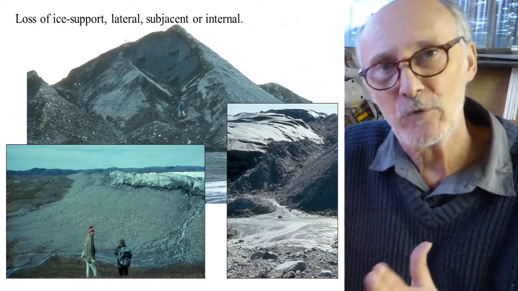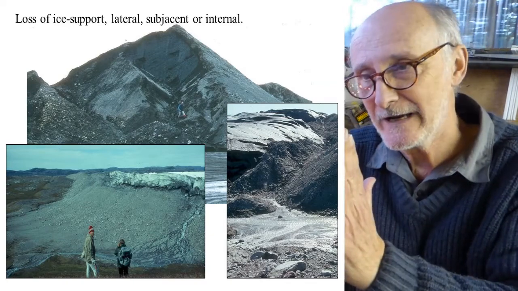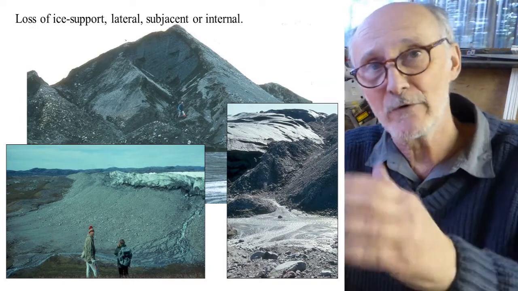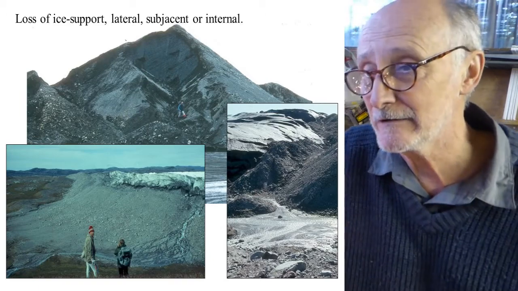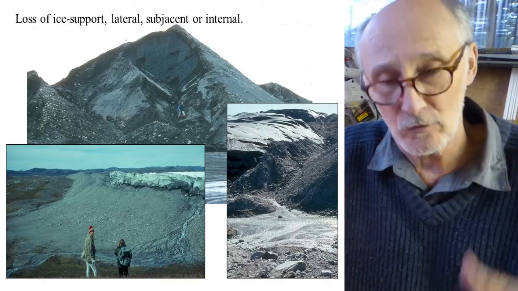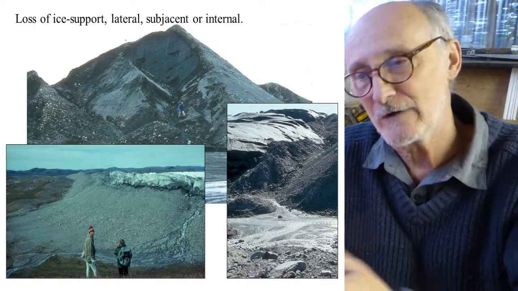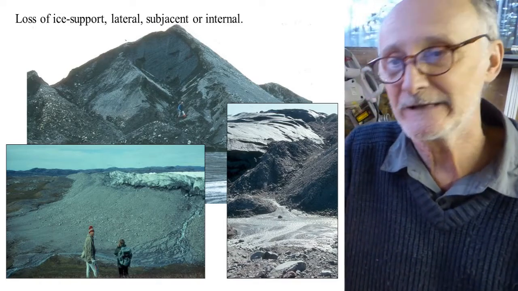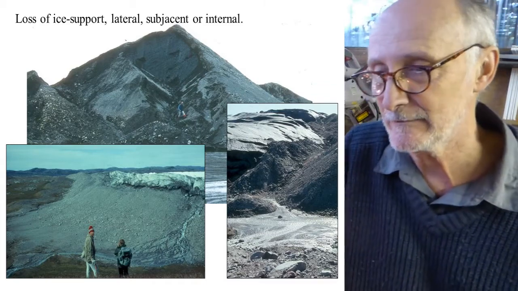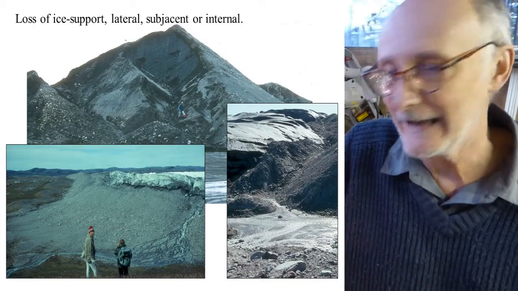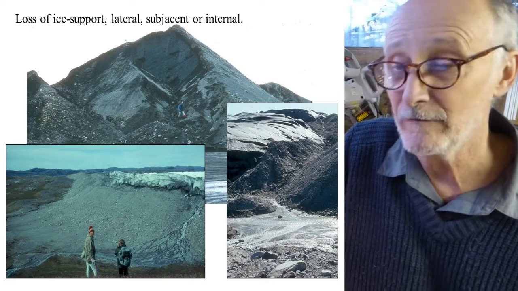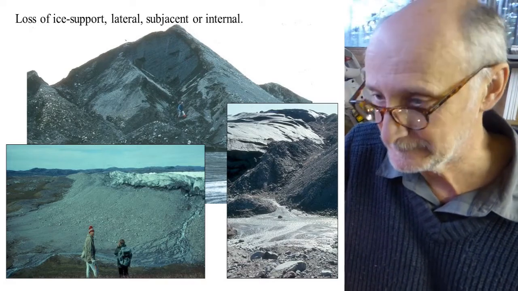Either lateral support, with a glacier up against the edge of a moraine, or internal support, where a moraine is cored by glacier ice, or by subjacent support, where the glacier is underneath a supraglacial moraine. In all of those situations, as the ice disappears upon deglaciation, the moraine loses support and can then collapse or lose its morphology, lose its integrity.